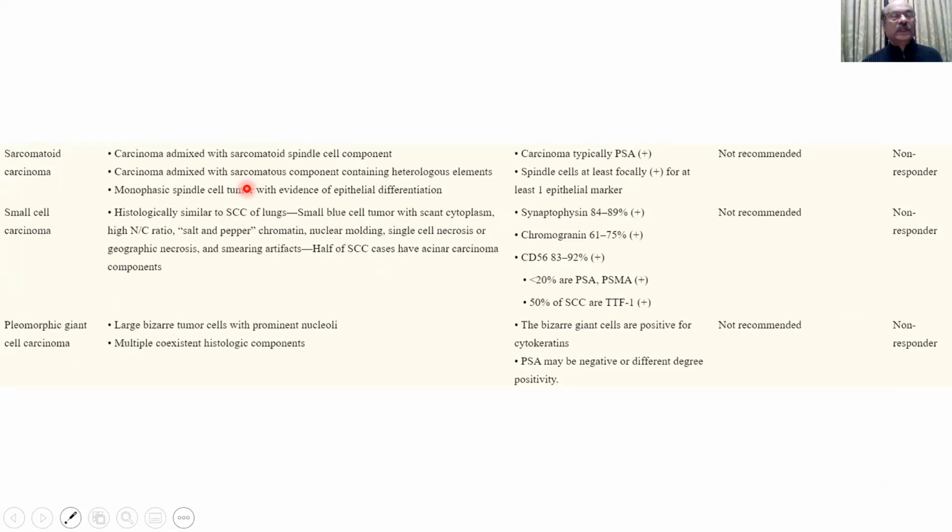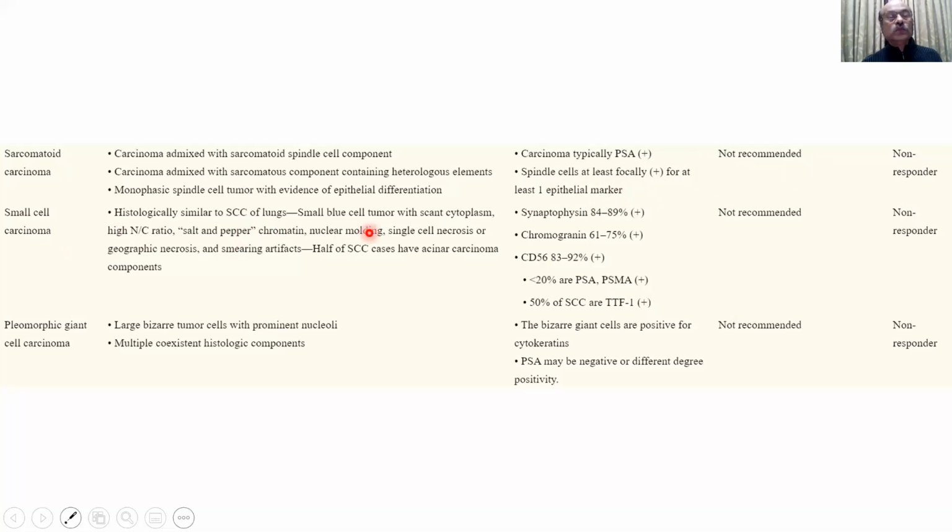Sarcomatoid carcinoma: carcinoma admixed with sarcomatoid spindle cell component, carcinoma admixed with sarcomatous component containing heterologous elements, and monophasic spindle cell tumor with evidence of epithelial differentiation. The carcinoma is usually PSA positive. Spindle cells at least should be focally positive for at least one epithelial marker. Here, the assignment of Gleason score is not recommended. They are non-responders.